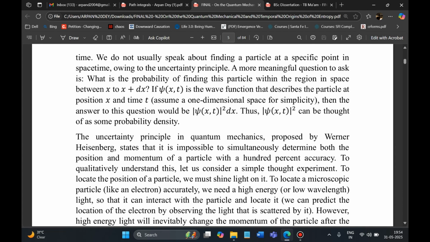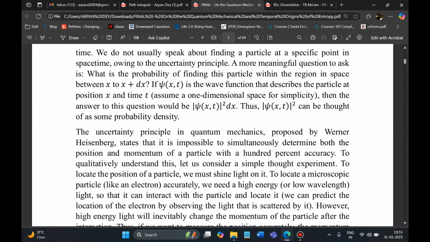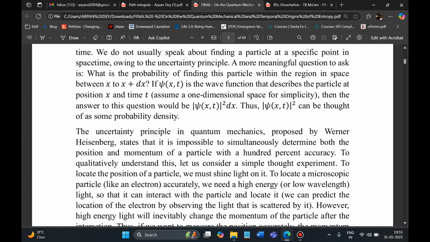So a more meaningful question to ask would be, what is the probability of finding this particle within the region in space between x to x plus dx? A very small region in space. See, dx is an infinitesimal amount, but it's still a finite region in space. Now, if psi is the wave function that describes the particle at position x and time t, psi is a function of x and t. Here we have assumed a one-dimensional space for simplicity, or you can write psi of x, y, z, t. Then the answer to the question, what's the probability of finding the particle between x to x plus dx, would be |psi|^2 dx.